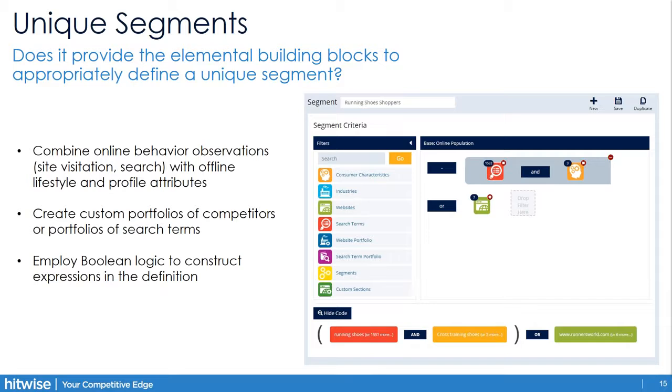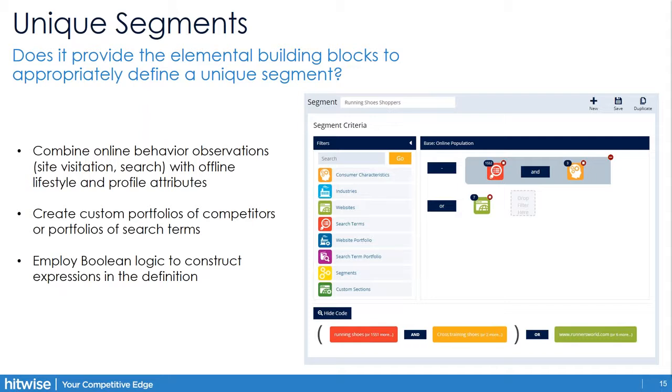So the advice that we have here is to look for a solution provider that integrates both observed online behavior with rich consumer survey or study insights. They should be able to provide you with the ability to combine those different types of measurements to create the audience that you need, or to create custom groups or competitive sets or custom sets of behaviors that will define a target audience. This capability should also allow you to group those univariate measurements together in a logical fashion to define the very specific group that you're looking to identify.